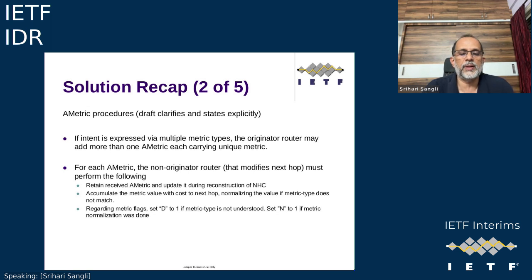The next set of procedures that I talk about here is what a non-originator router does. A non-originator router will have to look through each of the A metrics. Unlike the previous one, where as defined in the next hop capabilities you have to reformat all the capabilities, what we are asking here is that you retain the received A metric, add the local internal intra-domain cost to it, and then propagate it forward. That's how you get the accumulation, and you normalize if the local domain's metric type does not match the metric type requested by the originator, setting the appropriate flags accordingly. And the D flag, specifically the discontinuity flag: if a router does not understand the metric type, then the D bit is set, which is used in finding the discontinuity.